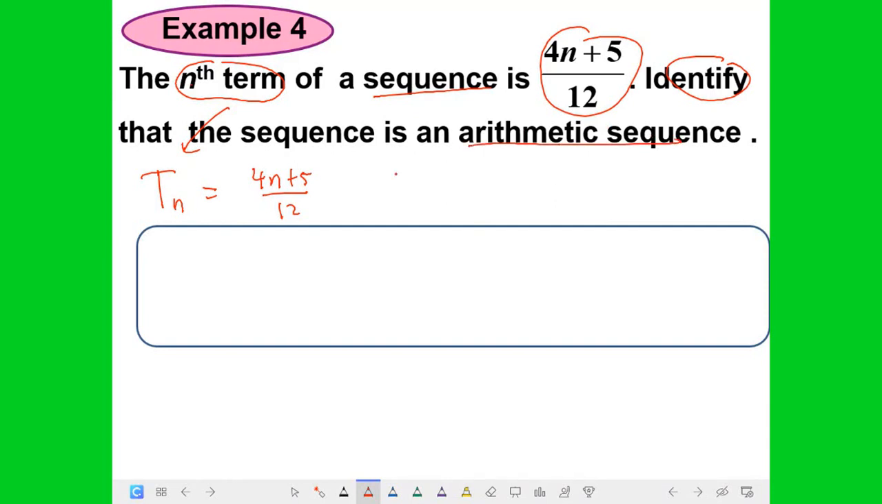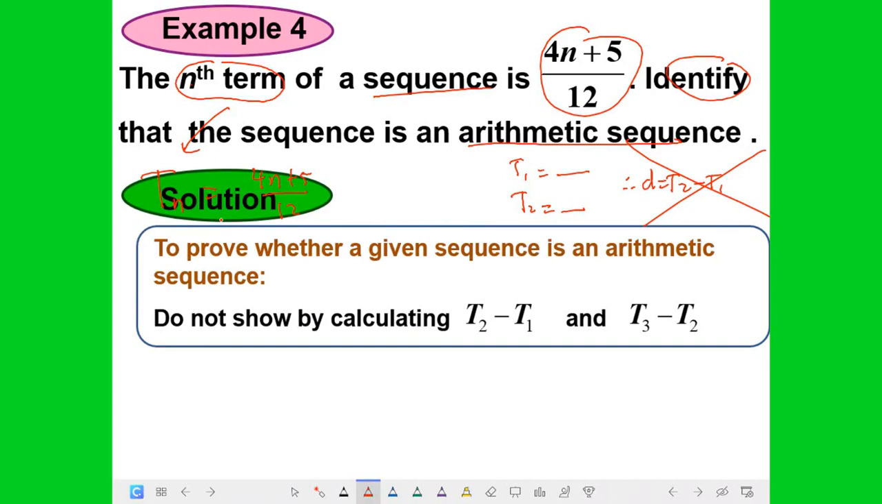Okay, so you cannot say that T1 is equal to something, T2 is equal to something, therefore D is equal to T2 minus T1. That is the wrong concept. You are going to find Tn plus 1, or before that Tn minus 1, and subtract it. Okay, the proof is like this. To prove whether the given sequence is arithmetic or geometric, do not show it by calculator. That is wrong. You need to find T.